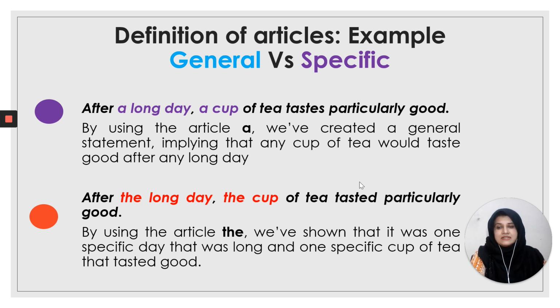Now let's move towards the next sentence, and let's see how the definite article the will make our expression more particular and specific. See, after the long day, the cup of tea tasted particularly good. अब हम किसी भी दिन या किसी भी cup of tea की बात नहीं कर रहे. Now we are talking about one particular long day. The long day means कोई खास long day which is perhaps known between the speaker and the listener, and the cup of tea. अब हम किसी भी cup of tea की बात नहीं कर रहे, बल्कि we are talking about some particular cup of tea जो known है between the speaker and the listener.